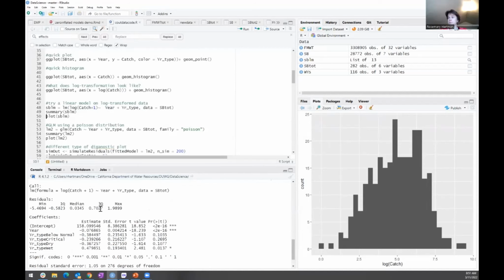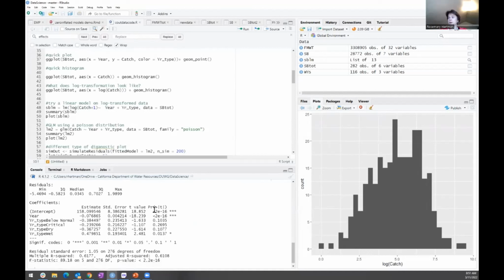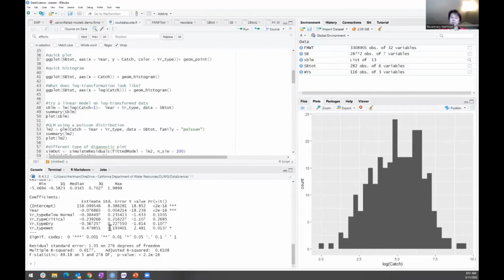Okay, so we've got what we put in, residuals, and then our coefficients, which is really what we're interested in. We see that there was a significant effect of year, a negative effect, so higher in the beginning, lower later. And wet years are significantly higher than the intercept, which was the above normal here because it's first in the alphabet. Got a decent R squared, 0.61, okay?